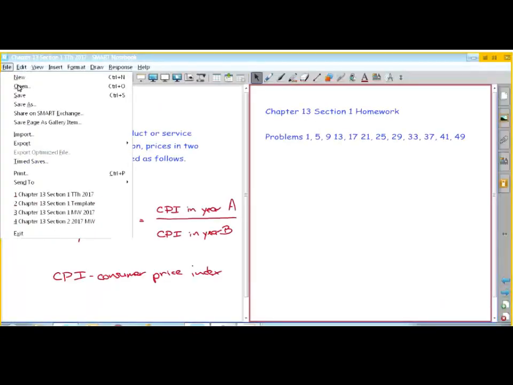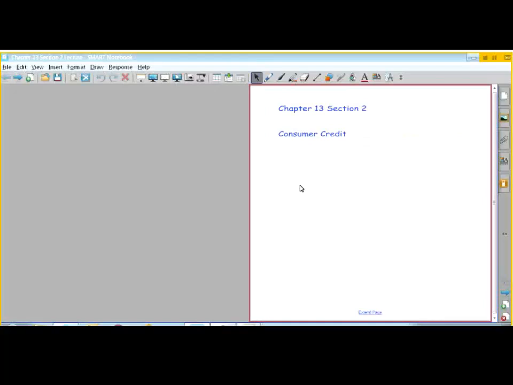Okay, so the second section we're going to talk about is consumer credit. We're going to talk about loans, installment loans, and credit cards, and the amount that you pay in interest.